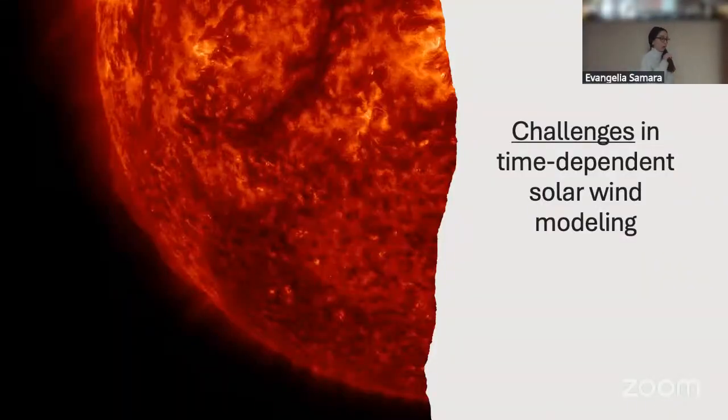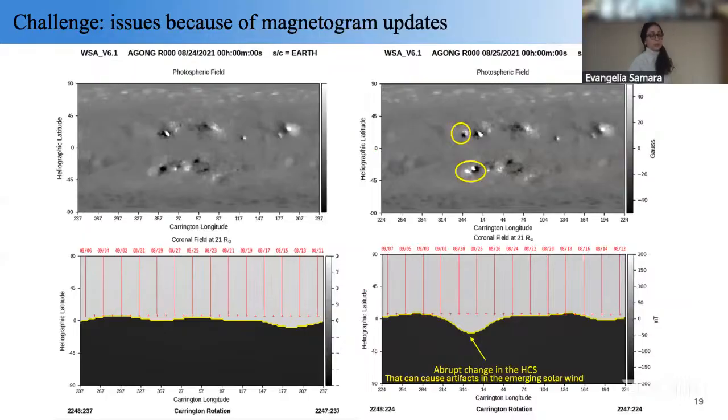And now it's time to talk about the challenges that we encounter. The main challenge that we have is some issues that we get because of the frequent update of the magnetograms, which is necessary for this time-dependent approach. We have observed a number of artifacts being generated in the heliospheric domain, exactly because of abrupt changes in the magnetic field from one magnetogram to the other as we change them.